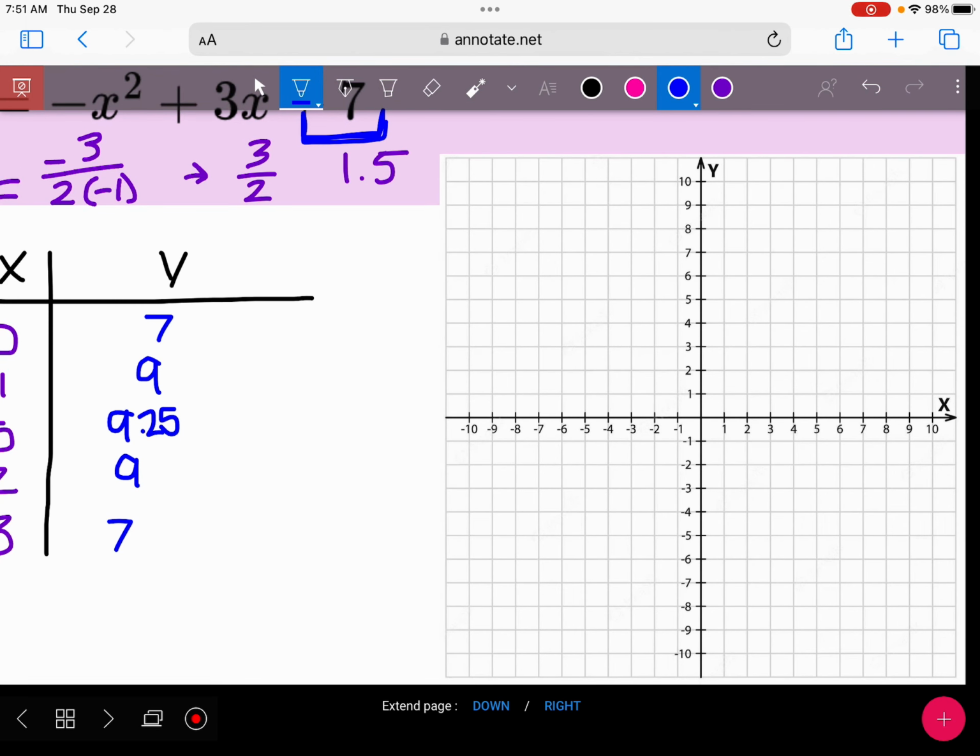So we're going to plot our points. We've got 0, 7; 1, 9; 1.5 and a half, so it's real close there. That's our vertex. 2, 9, and 3, 7. It's gross, and that's okay. A lot of parabolas are a little bit gross. And so what we're going to get is something that looks like this. Ooh, that was terrible.